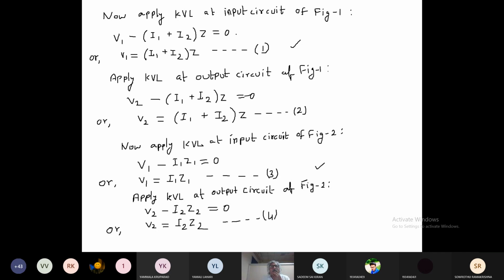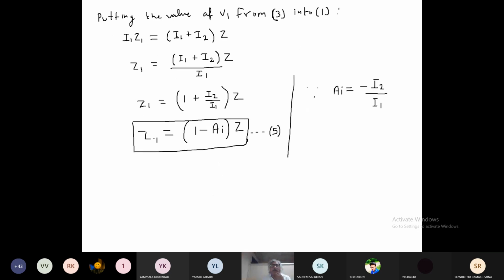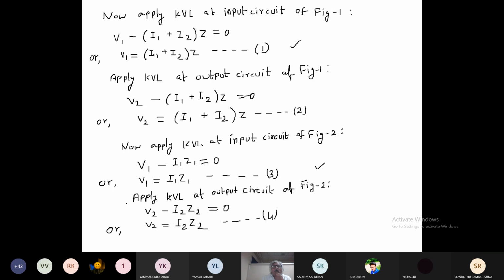So you see now equation 2 and equation 4, right? In equation 2 and equation 4. So from 4 V2 value we will put in equation 2, right? So here putting the value of V2 from 4 into 2, right? So V2 is I2 Z2. Okay.